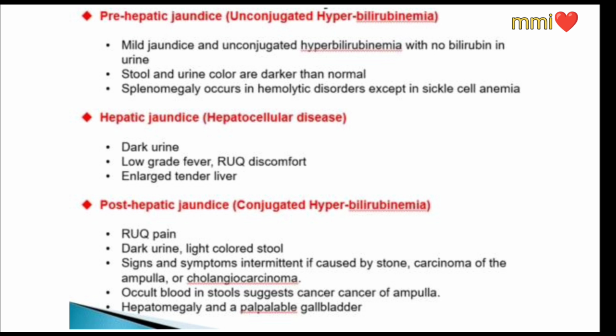It is divided into 3 types: prehepatic, hepatic, posthepatic. Prehepatic is also known as hemolytic jaundice. It is caused by increased hemolysis of the RBCs. Hepatic jaundice is because of some pathology in the liver. Next is posthepatic, meaning after the liver, which is because of obstruction. It is also called obstructive jaundice.